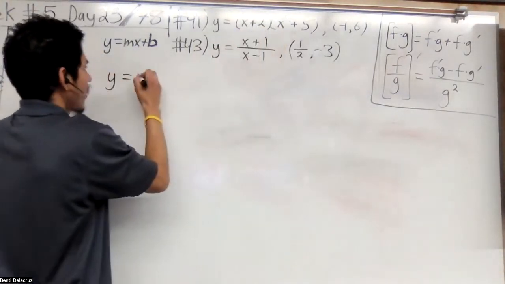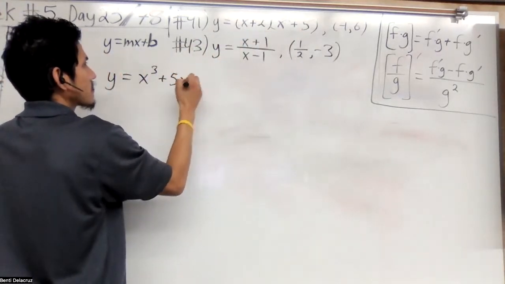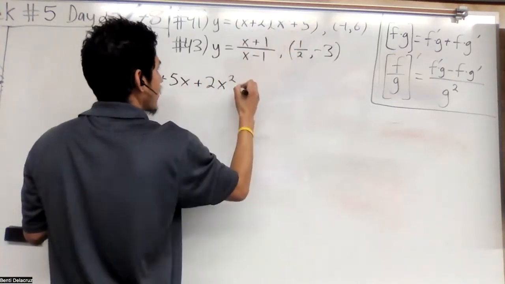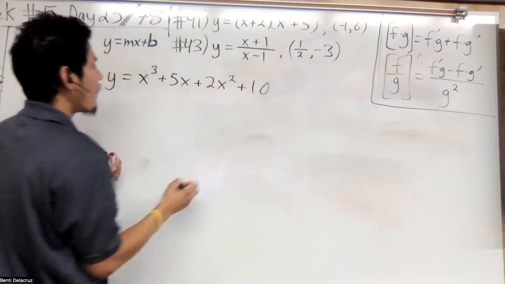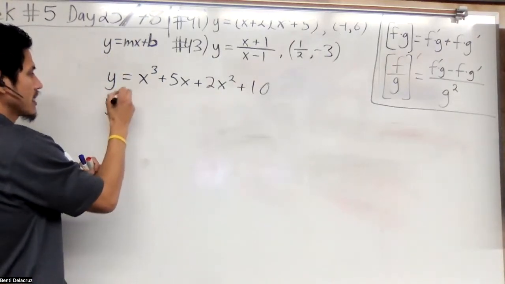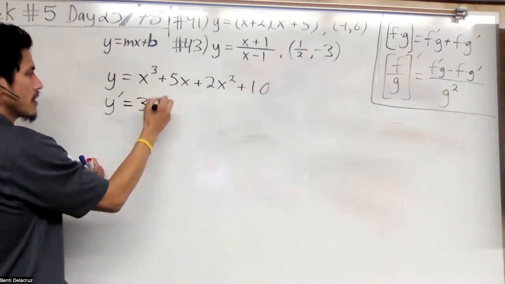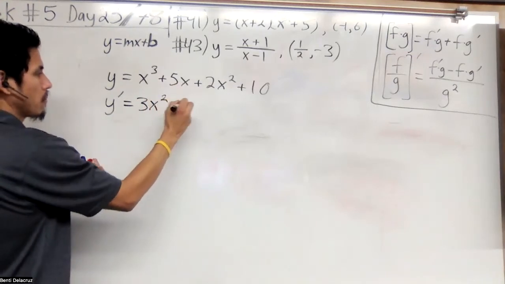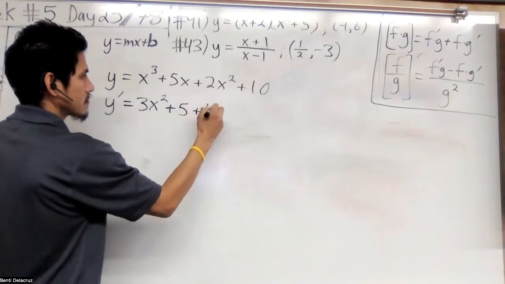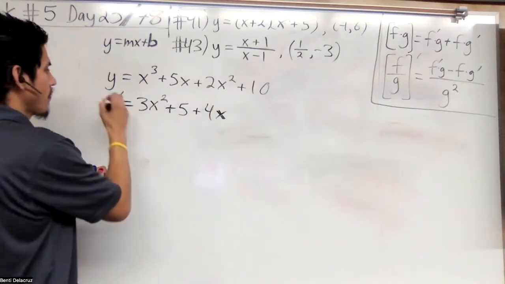X times x squared will be x cubed. X times 5, 5x, plus 2 times x squared, 2x squared, plus 2 times 5, plus 10. And then I have my polynomial, my function. I can just find the derivative from here. So y prime will be 3x squared using the power rule, plus 5, plus 4x. So this is the equation of my derivative.